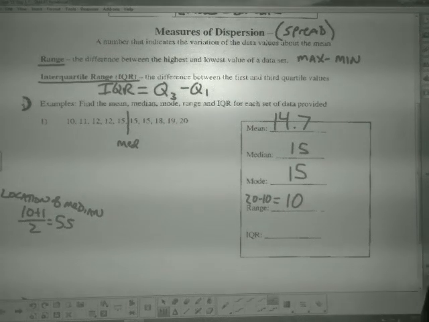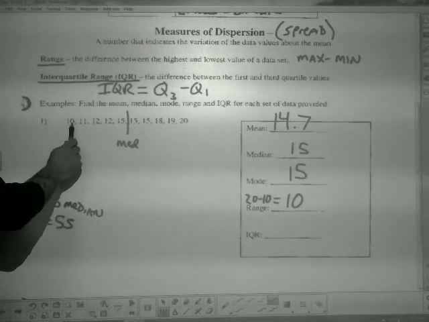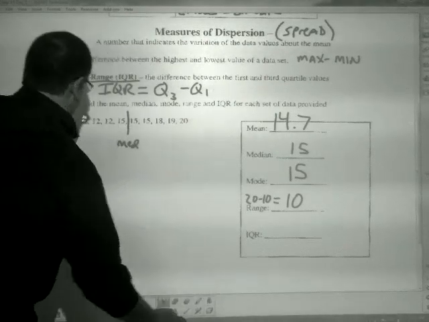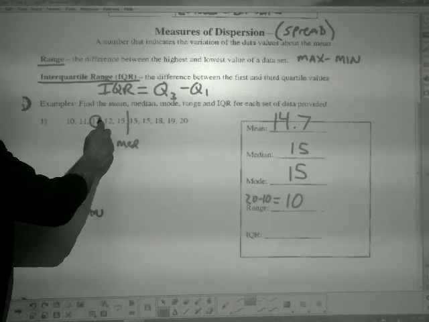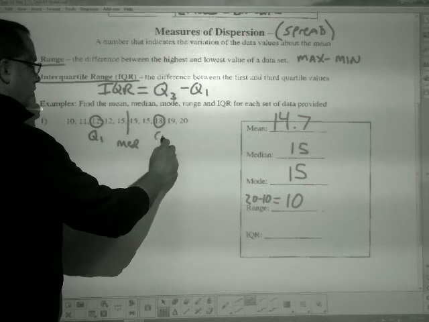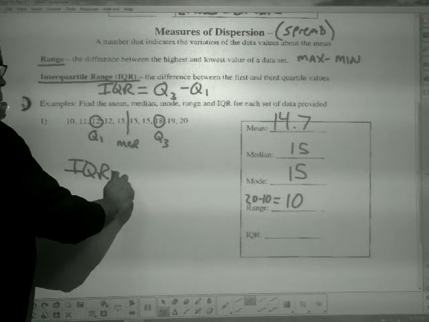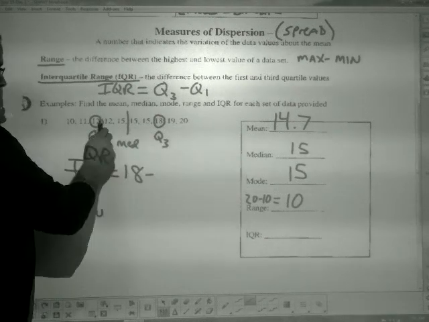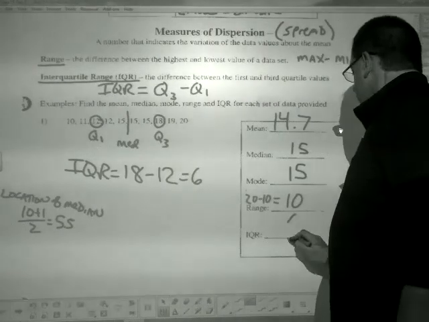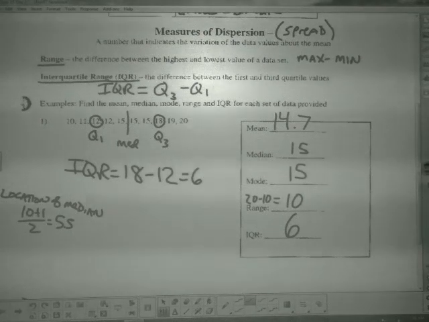Quartile, interquartile range. Well, I need the median of this to get the first quartile. I got 1, 2, 3, 4, 5. 5 plus 1, 6, divided by 2, the third number. Here is the third number. This is Q1. Third number. This is Q3. So IQR is Q3 minus Q1. 18 minus 12 is 6. My IQR is 6. Interquartile range. Okay?